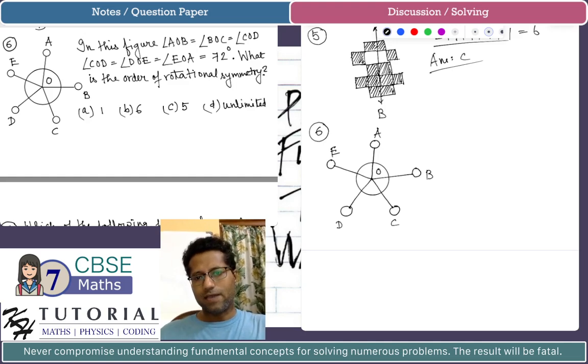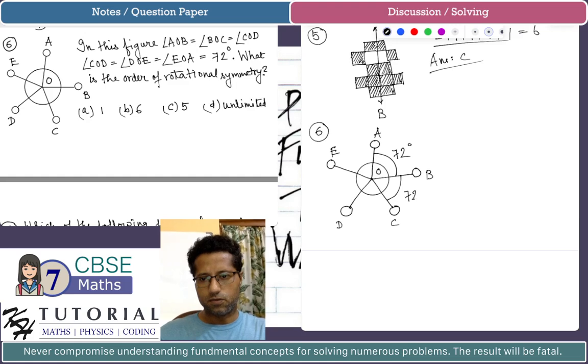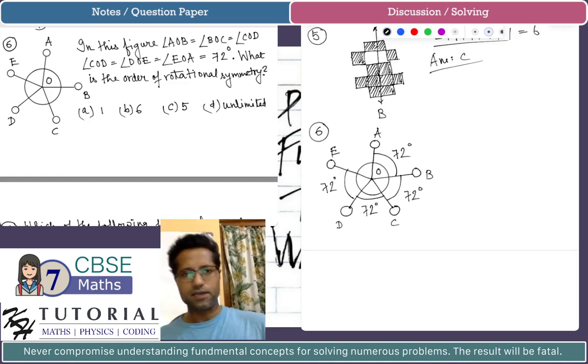Okay, so it is saying that all the angles between the sticks are equal. They are equal to 72 degrees. So basically, you can say that this angle is 72 degrees. Also, this angle is 72 degrees. Also, all these angles between the two sticks are 72 degrees. Okay.